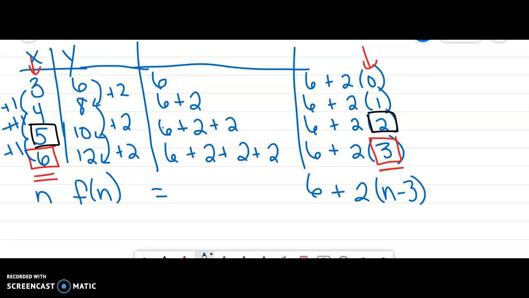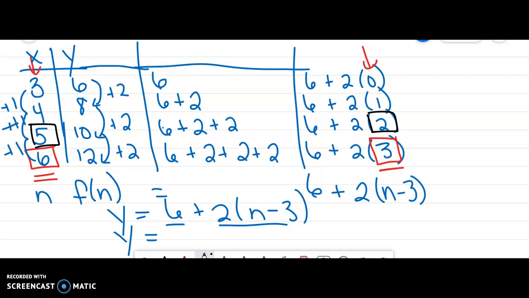Well, that's really the same as saying y equals 6 plus 2 times n minus 3. And because we're just adding these and addition is commutative, I can change the order of these things. y equals 2 times n minus 3 plus 6.